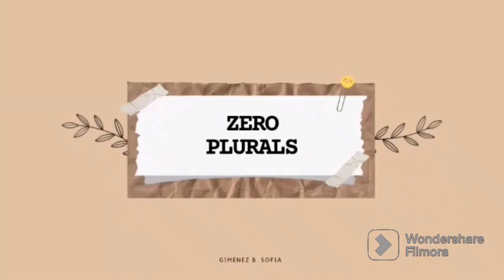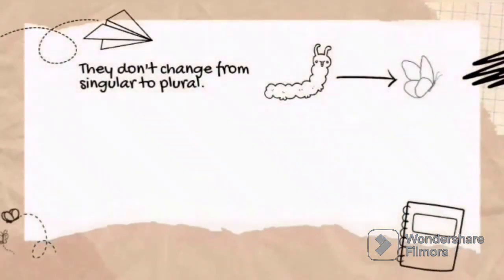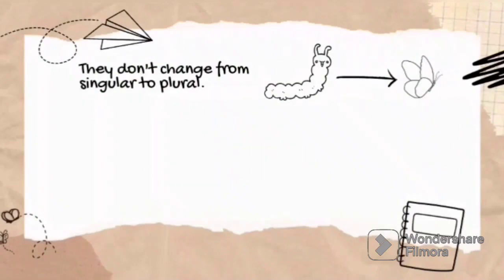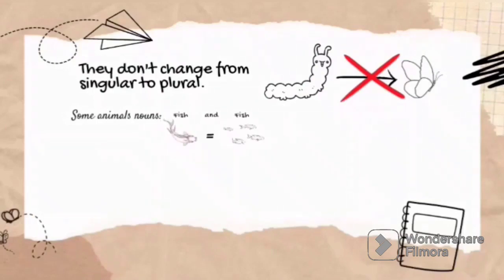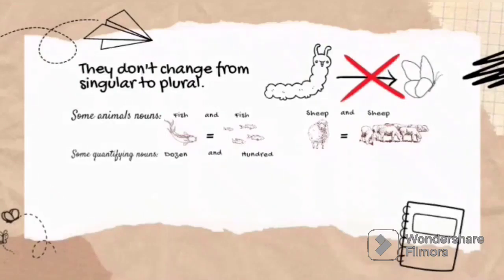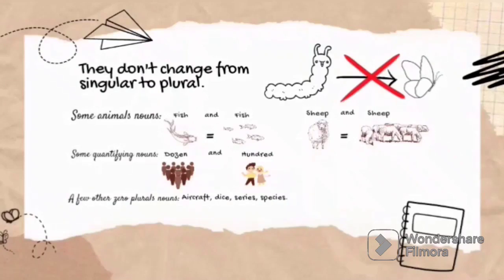Zero plurals. Zero plurals are plural forms which do not change from singular to plural. We can see this in some animal nouns like fish and sheep. In some quantifying nouns like thousand and hundred, when they are used as part of a numeral quantity, for example, 2,000 people or 200 kids, and in a few other zero plural nouns like aircraft, series, species.